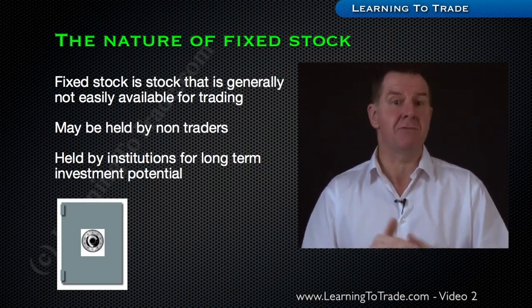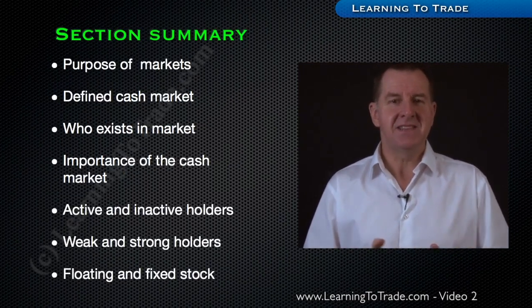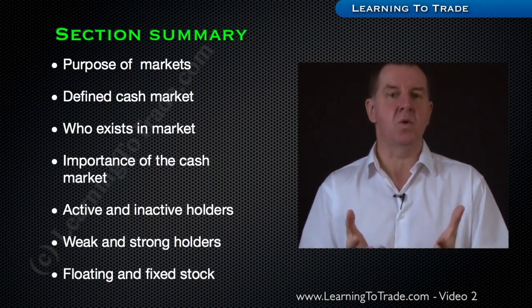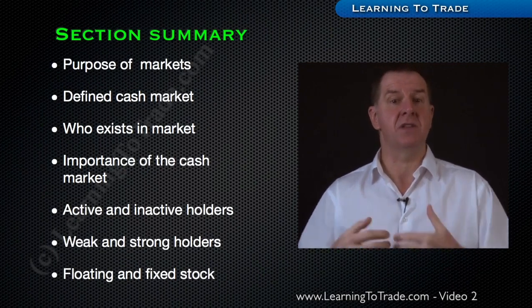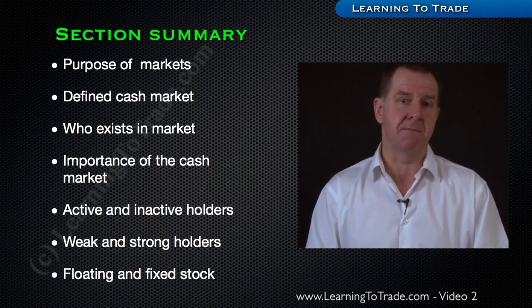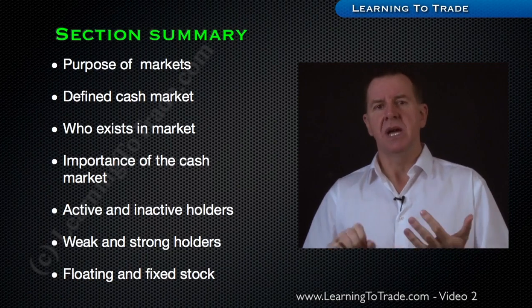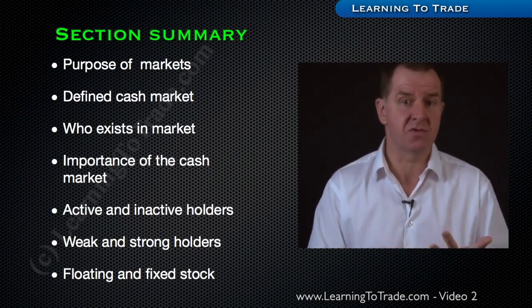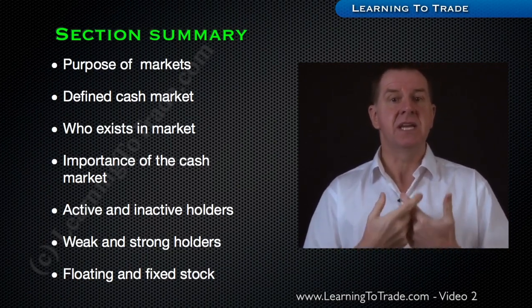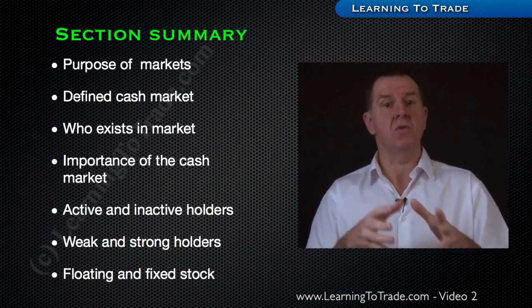Well, we've now about wrapped up this section. Let's have a look at what we've covered so far. In this section, we looked at the purpose of the markets, why they're there. We covered the cash market by defining what it is and just how important and who exists in that market. We got to the heart of what makes the cash market so important. And we also examined the types of traders and the effects of those traders in terms of active and inactive holders, and also how this related to either strong or weak holders.